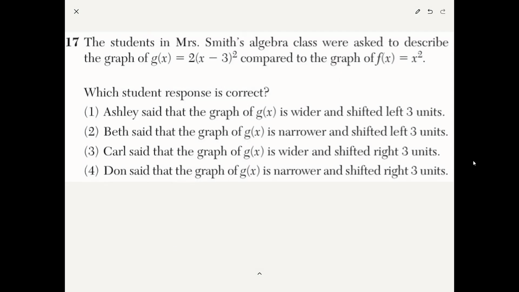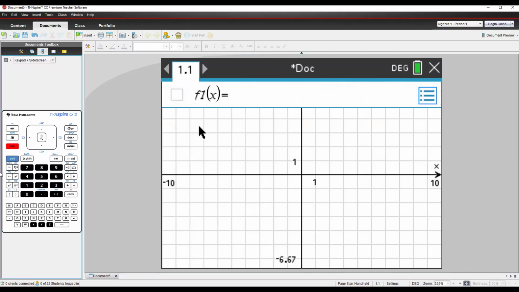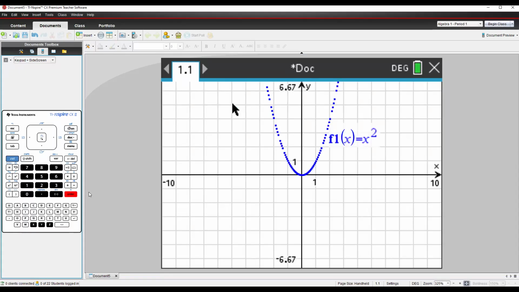So I'm just going to go get the calculator. Now I'm going to start with the parent function. And if you recognize the parent function, you should start with the parent function. So I'm going to go tab, and then I'm just going to put in x squared, x squared. And then I press enter. Boom. That's what it looks like.